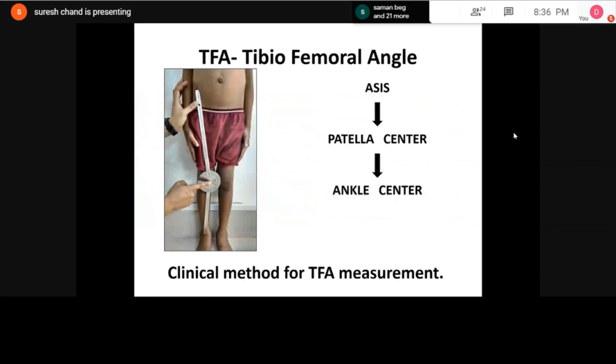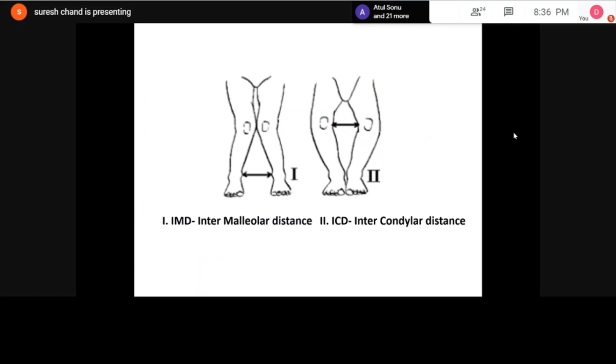So the other term we will be using is tibiofemoral angle. This is a clinical angle as well as a radiological angle, but we commonly use the clinical angle, which is common in clinical practice. This is the line formed from the ASIS, that is the anterior superior iliac spine, to the center of the patella, then to the center of the ankle. This is called TFA measurement. And the other terms are intermalleolar distance, between the two medial malleoli in standing position, or intercondylar or inter-knee distance, between two knees in the standing relaxed position.